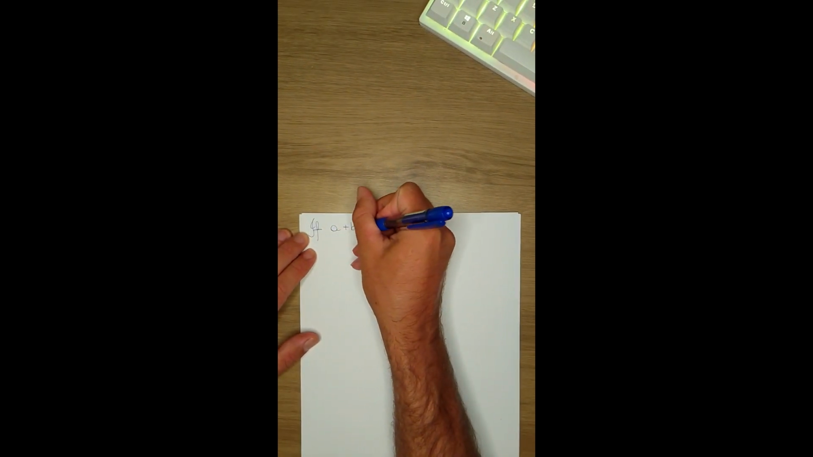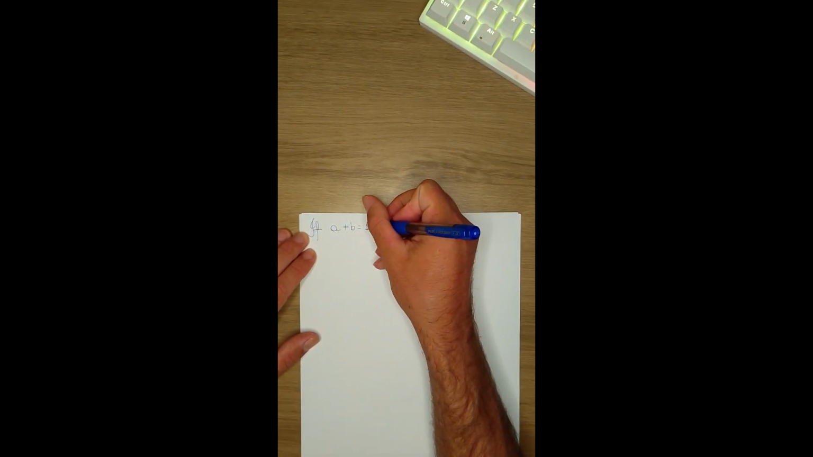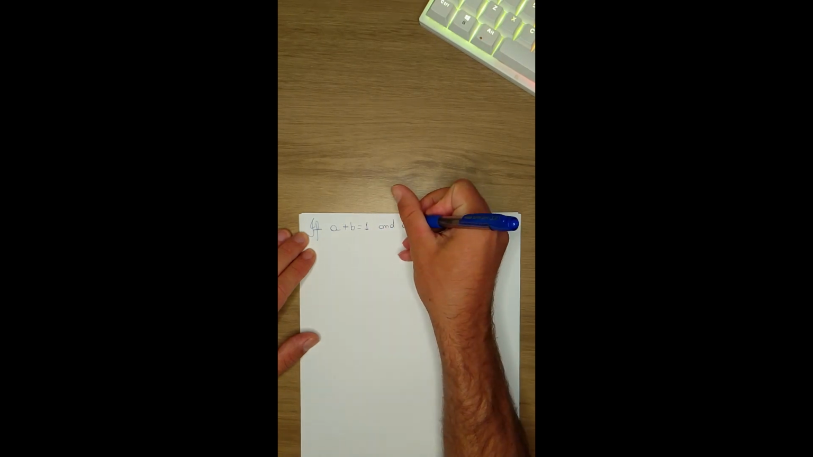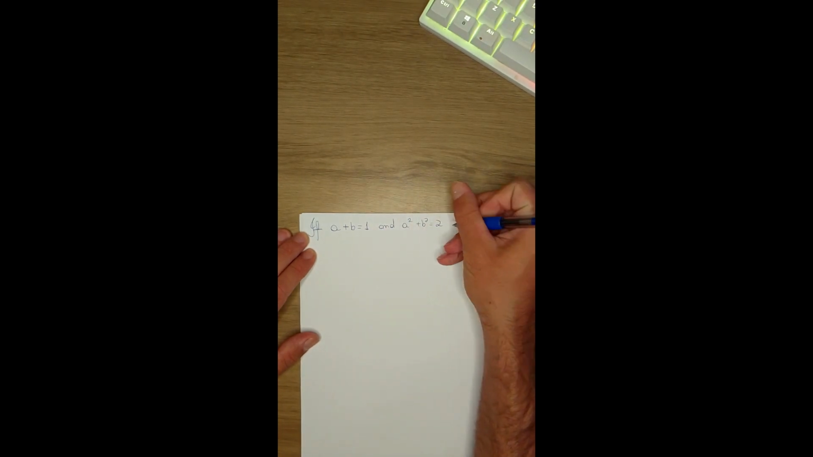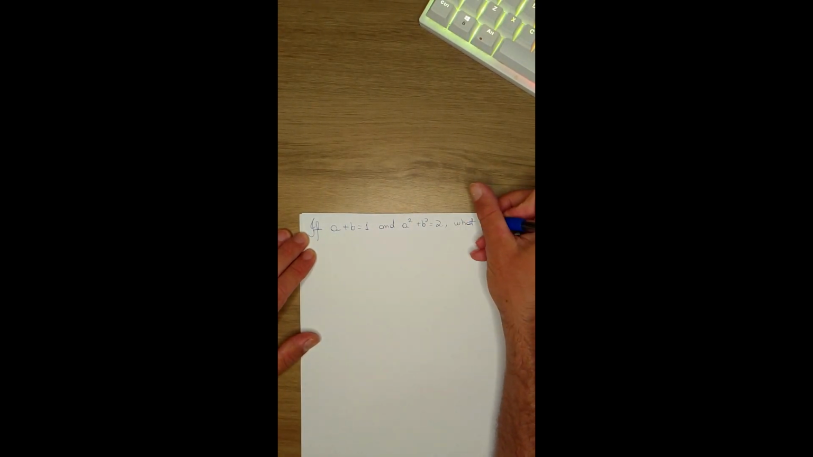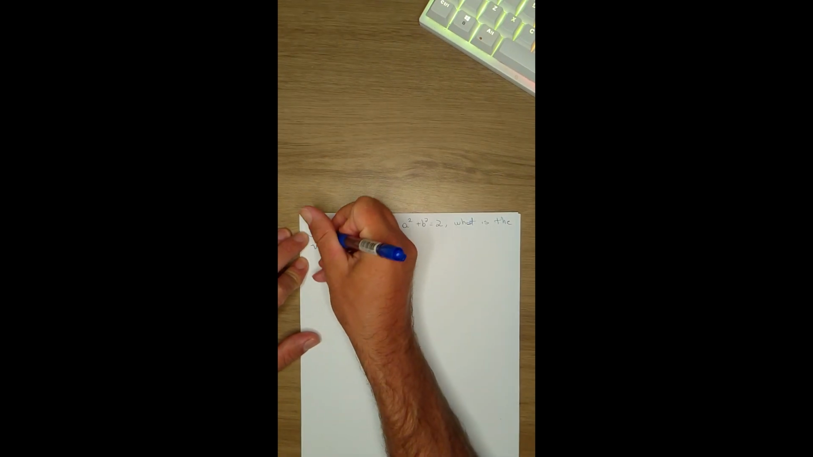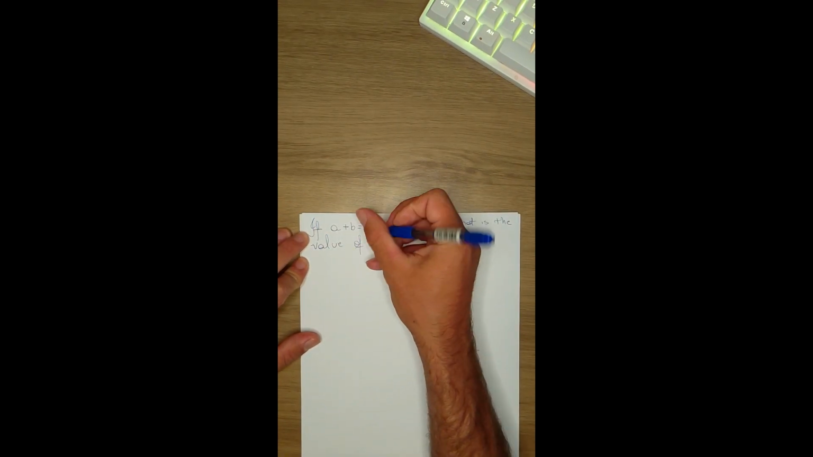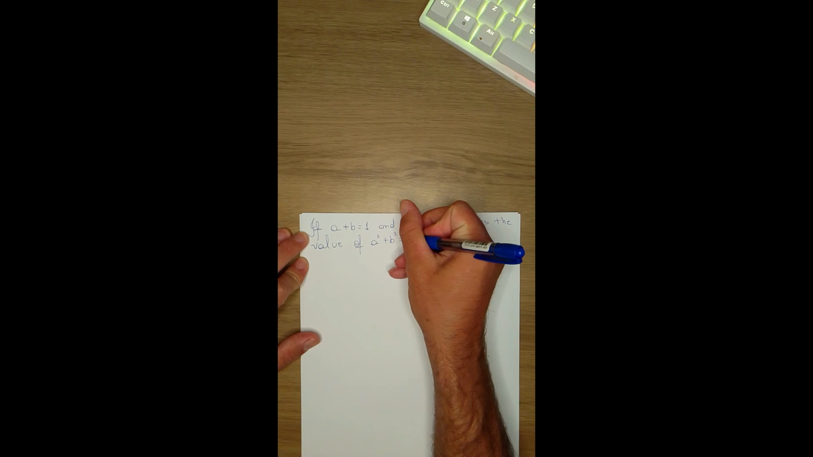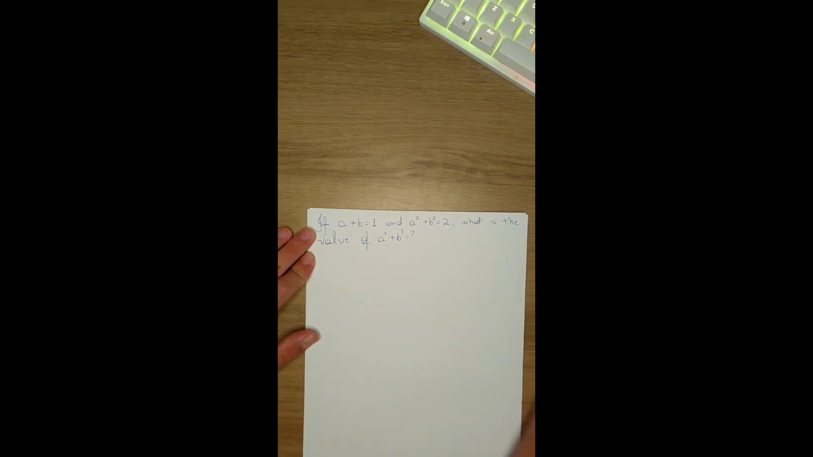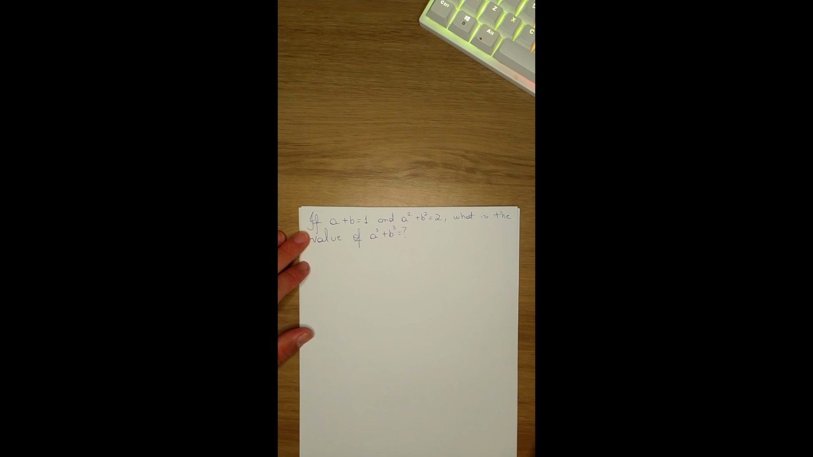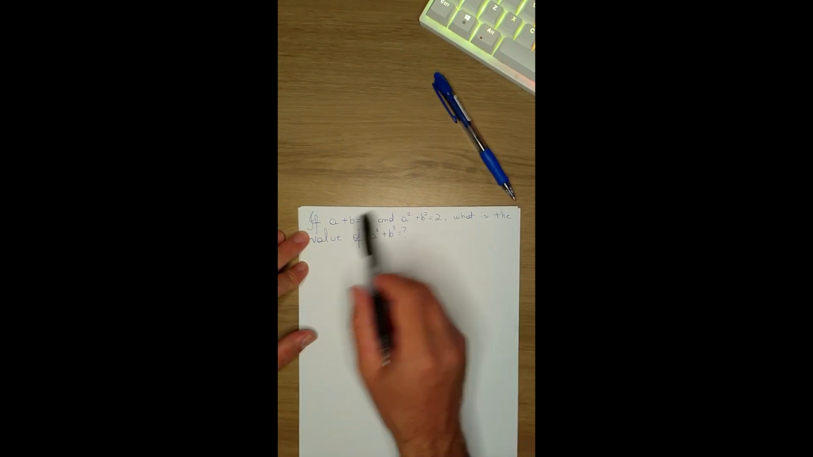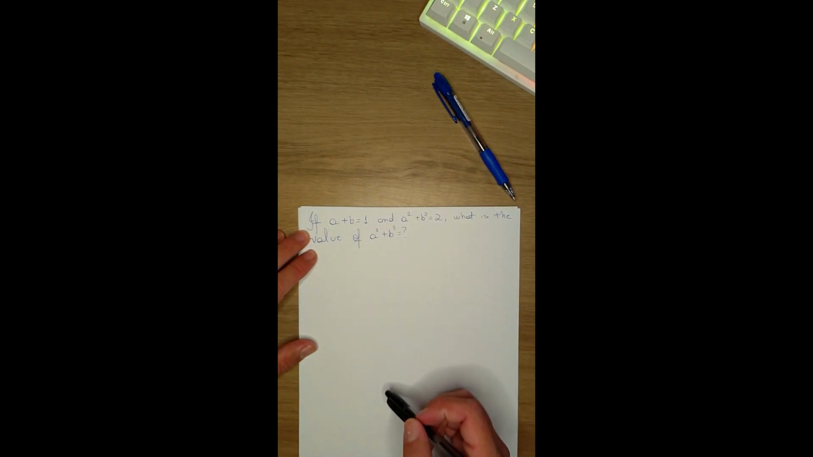If a plus b is equal to 1 and a squared plus b squared equals 2, what is the value of a cubed plus b cubed? What is it? Okay, let's try to do it. I have no idea of the exact way to go forward.